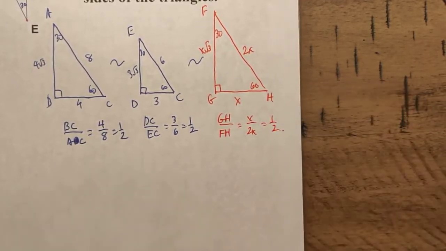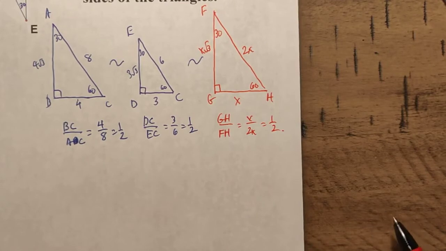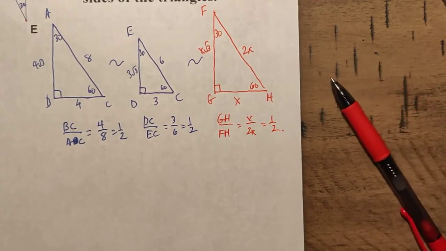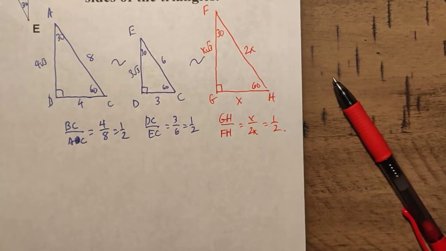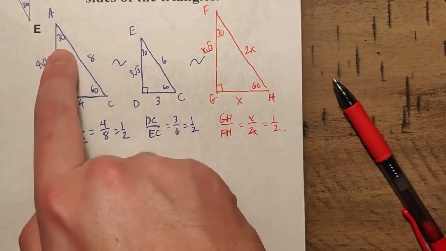So notice that there's this 1/2 thing going on here. Now, you may be thinking to yourself, that's nothing special because that was something we knew about 30, 60, 90 triangles. But that does tell us something important here. That tells us that this is something intrinsic to this specific angle, this 30-degree angle up here.